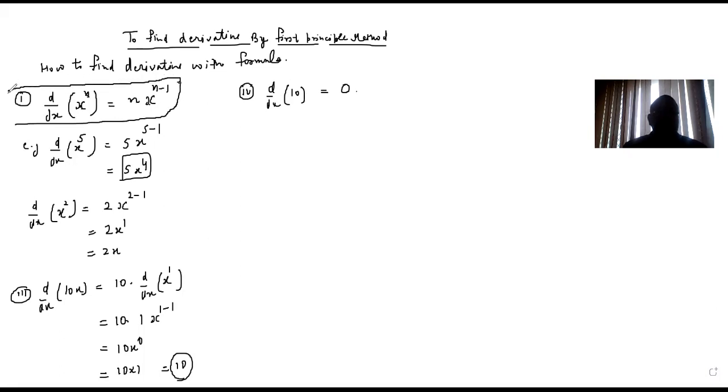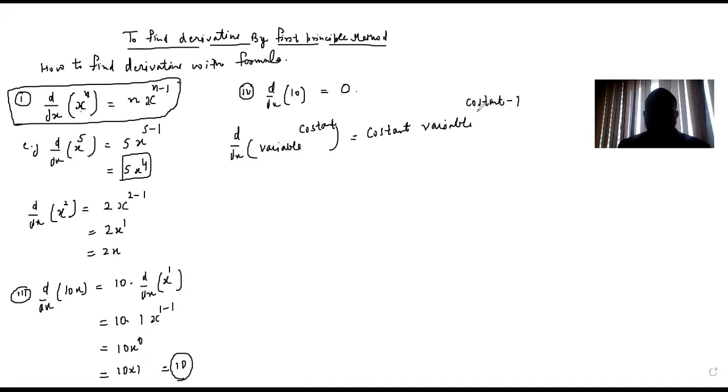If you have variable raised to power constant, so that means derivative of variable raised to power constant, please note it down in your notebooks, is equal to constant comes at front, then variable raised to constant minus 1. You have to reduce the power of the variable by 1. This is multiplication. So this is the formula. I hope this is clear.